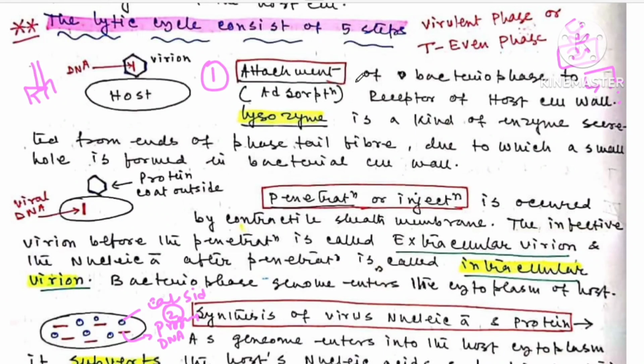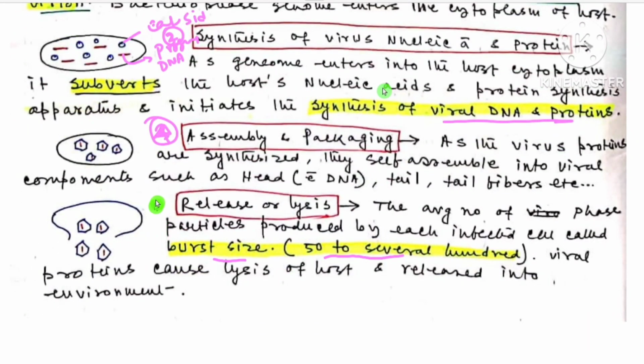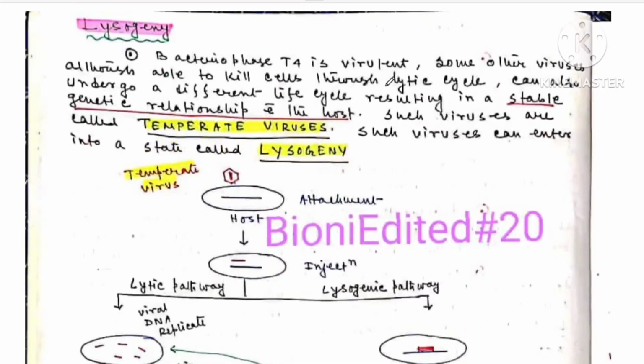The first step is attachment, the second is penetration or injection, the third step is synthesis of virus nucleic acid and protein, the fourth step is assembly and packaging, and the fifth step is release or lysis. This is the process by which bacteriophages perform their lytic cycle. And the other life cycle pattern is the lysogenic process.